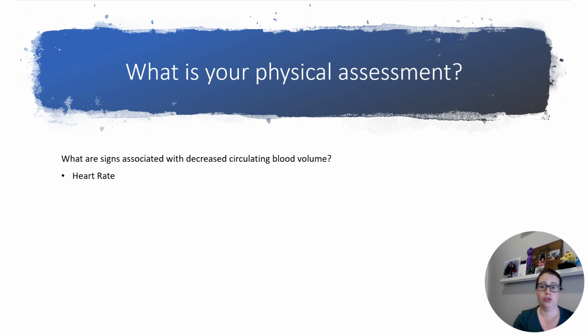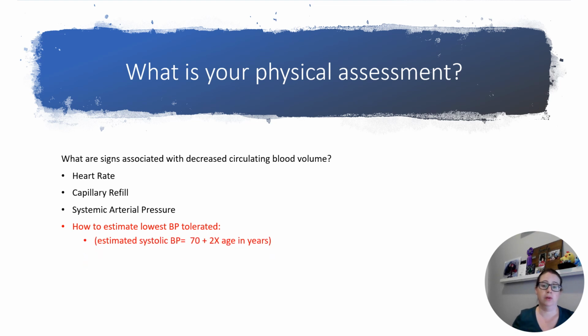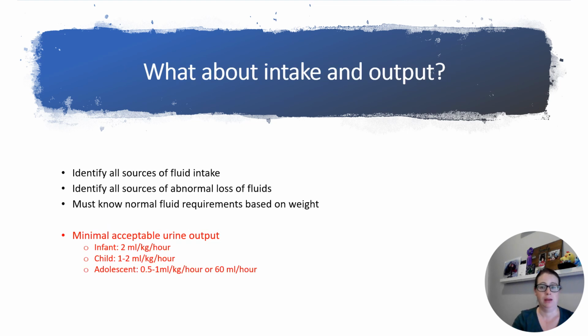Okay, so what would you see if their blood volume was decreased? Well, they would have a high heart rate, right? They would have a prolonged capillary refill. Their blood pressure would be low, okay? In general, you can estimate the lowest tolerable blood pressure by using that same formula that appeared in the week 1 lecture, which is 70 plus 2 times their age in years.